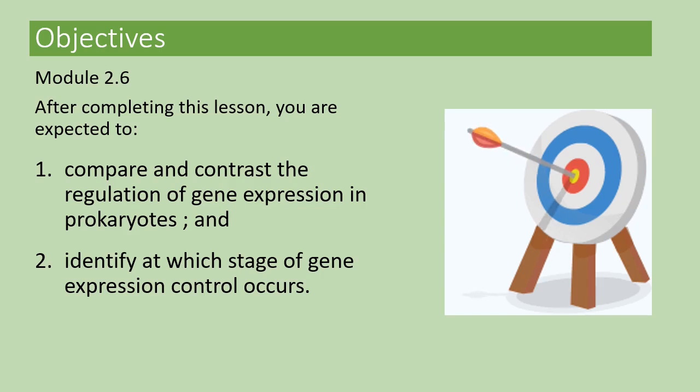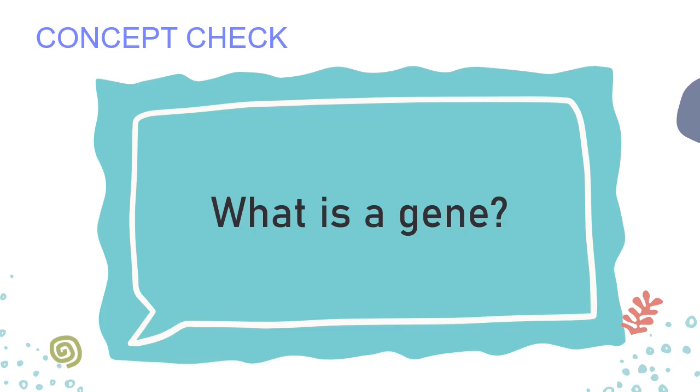So our objectives for module 2.6: number one, to compare and contrast the regulation of gene expression in prokaryotes. And take note, we will only be talking about prokaryotes today because eukaryotic gene expression is a little bit more complicated; that will be addressed in your higher biology or sometime later. Number two, another objective is for us to identify at which stage of gene expression control occurs. And with that, let's have a little concept check, a little review.